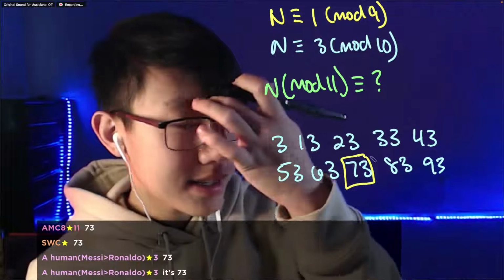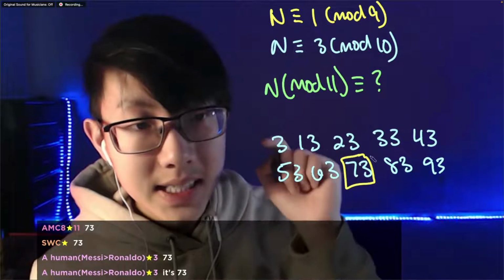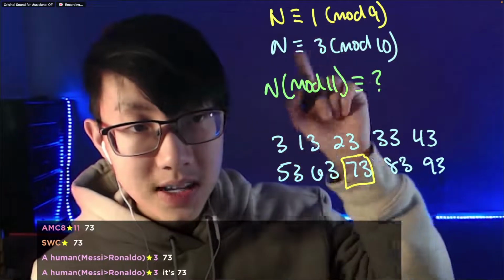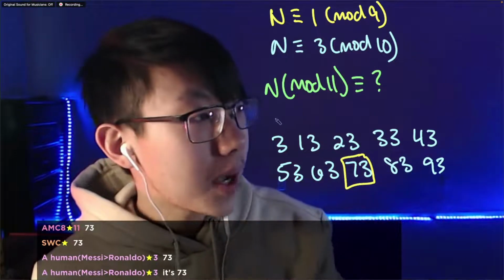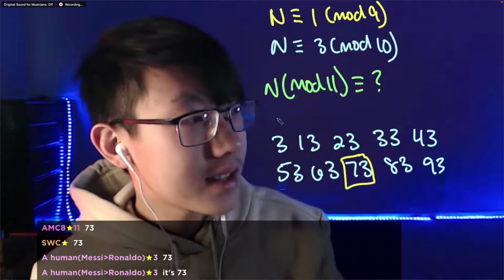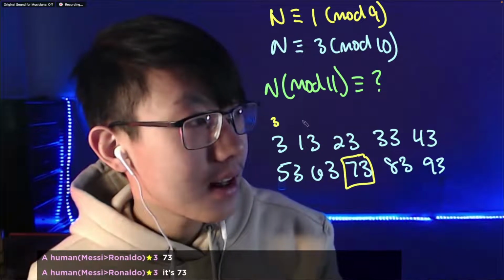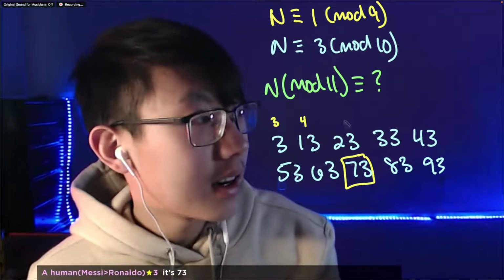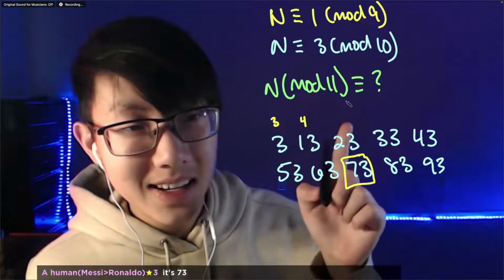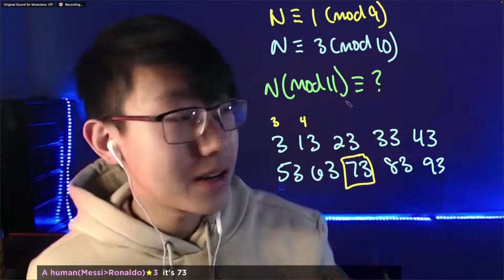Another way to look at it is that if I start at 3, I want to keep adding 10s such that it's 1 mod 9. I'm going to look at all of these numbers mod 9. So 3 is 3 mod 9, right? It leaves a remainder of 3 when divided by 9. 13 leaves a remainder of 4. 23 divided by 9, well, 18 is the nearest multiple, so it has a remainder of 5.